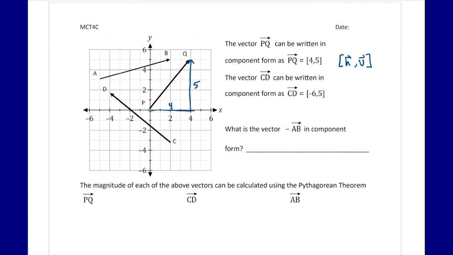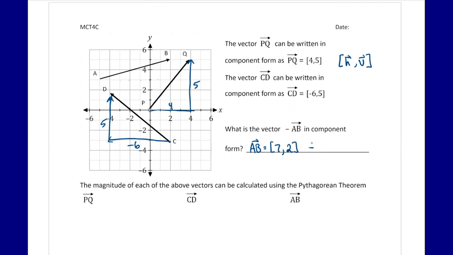So CD can be written in component form. CD is negative 6, 5, because I'm going in a different direction. I'm going backwards 6, so I'm going over 6 in the negative direction, negative 6, and I'm going up 5. So if I wanted to write the negative vector, negative AB, in component form, this is AB. AB would actually equal, if we do the horizontal, 1, 2, 3, 4, 5, 6, 7. It would be 7 and 2.